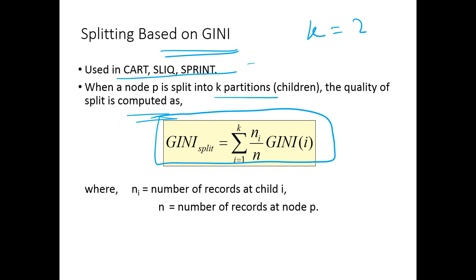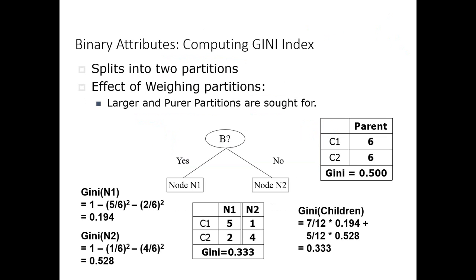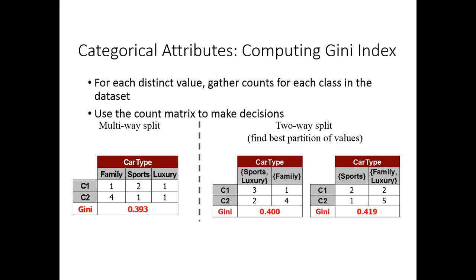That should be K equal to 2, 3, 4, or more. Normally it is always 2 or 3, or maximum 4. Not many partitions you would come across. Binary attributes. So how do we compute a Gini index in this case? I've seen already how to calculate Gini index, right? So we won't get into details of how to calculate it again.